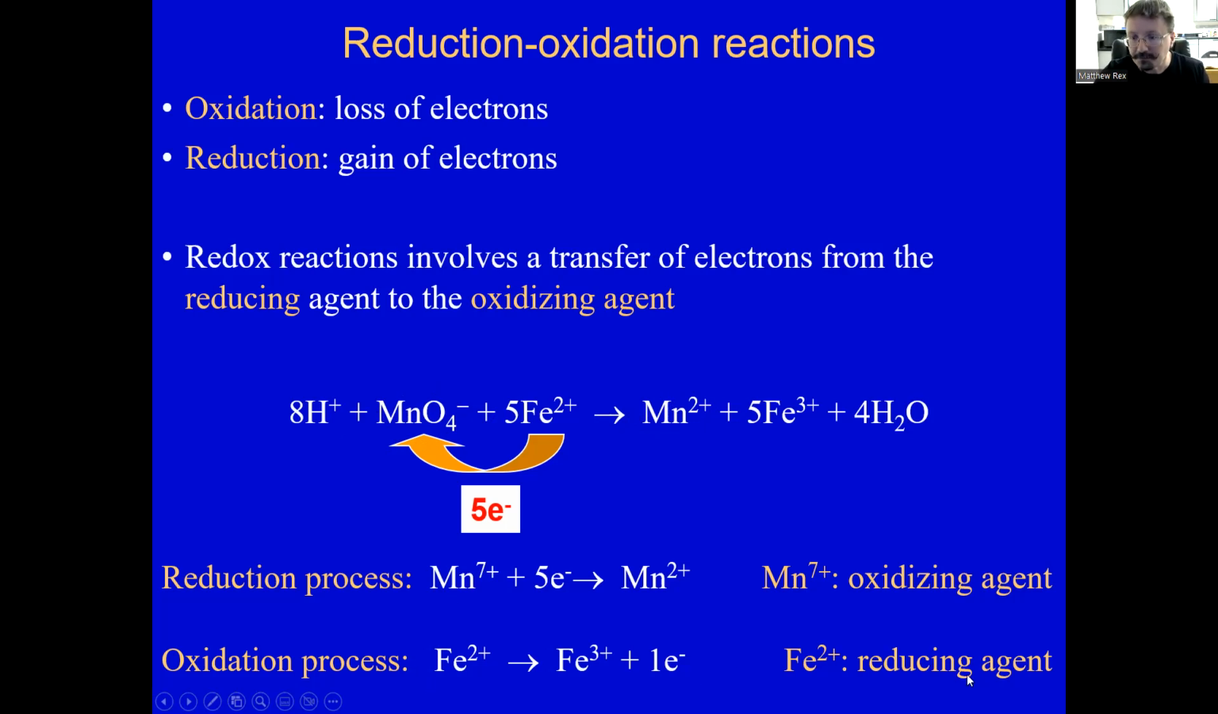And here, the reducing agent is the reactant that facilitates reduction. Since reduction is the gain of electrons, something has to provide those electrons so something can gain them. So the reducing agent is the thing that's being oxidized, because it's providing those electrons for the reduction. So this Fe2+ is our reducing agent.